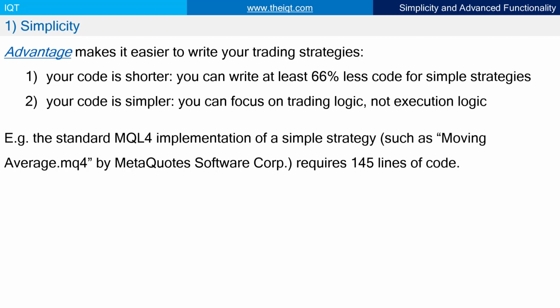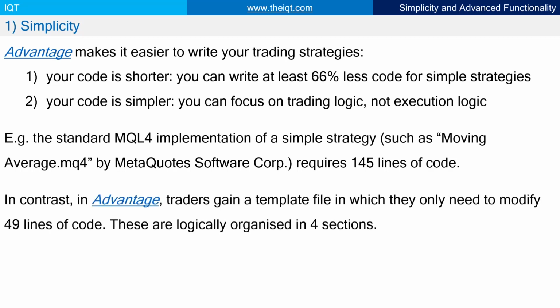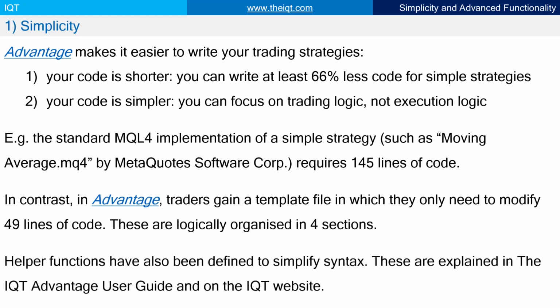E.g. the standard MQL4 implementation of a simple strategy such as moving average.mq4 by Meta Software Corp requires 145 lines of code. In contrast, in Advantage, traders gain a template file in which they only need to modify 49 lines of code. These are logically organized in 4 sections. Helper functions have also been defined to simplify syntax. These are explained in the IQT Advantage User Guide and on the IQT website.